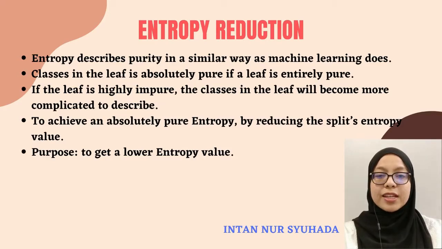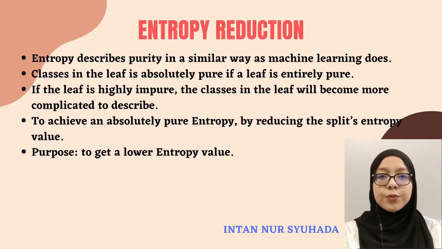Next, we move to the entropy reduction. Entropy describes purity in a similar way as machine learning does. Classes are absolutely pure if the leaf is entirely pure, and if the leaf is highly impure, classes will become more complicated to describe. To achieve an absolutely pure node, the split's entropy value is reduced. The main purpose for this algorithm is to get a lower entropy value.